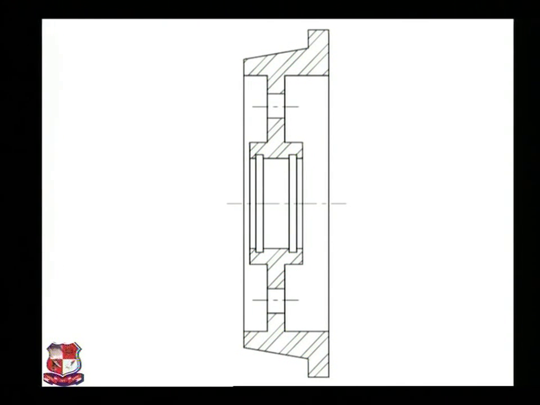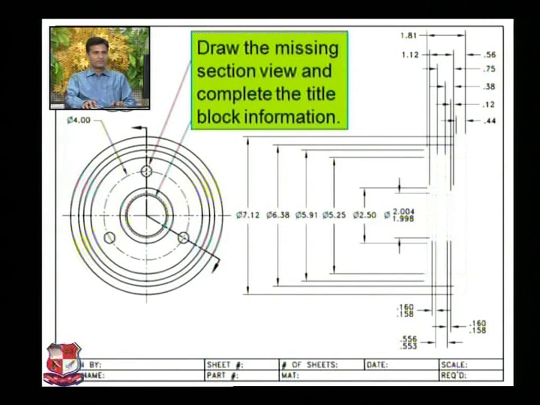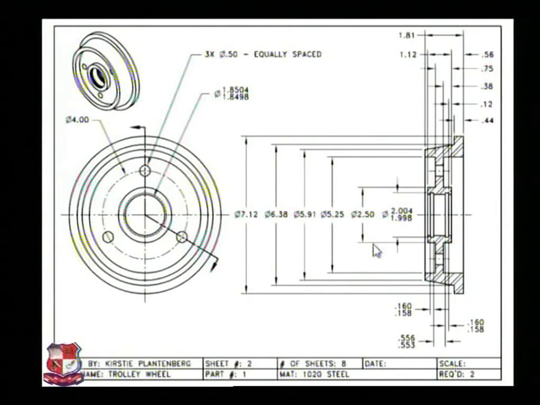One more example of an assembly drawing having section lines. This is the answer of the previous question. If we solve this case, this is the answer of that problem, which is drawn over here. You can see here, material is cut, so section line is drawn. Here material is not cut, a circle is there.